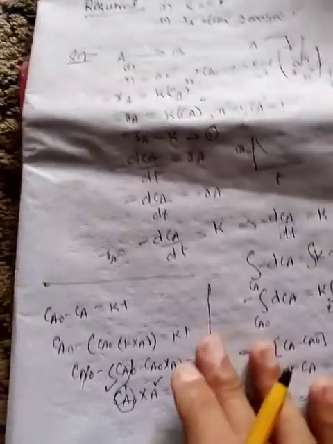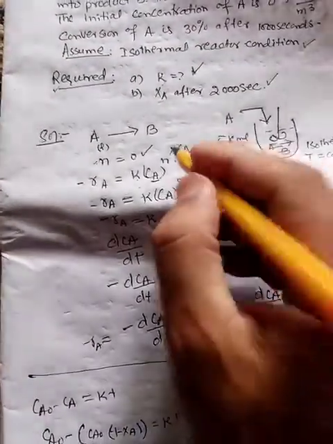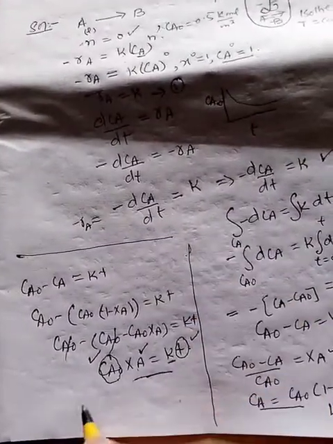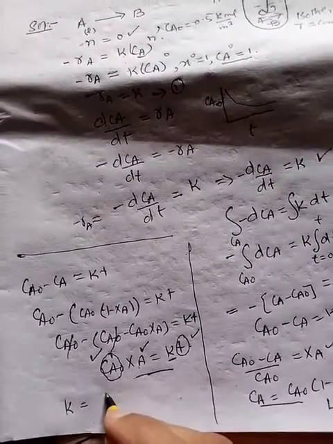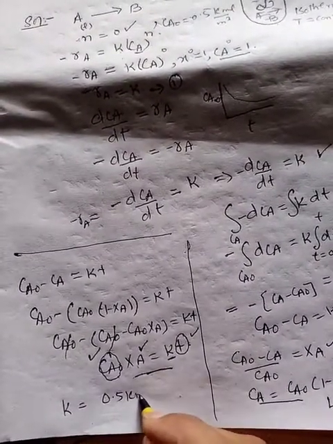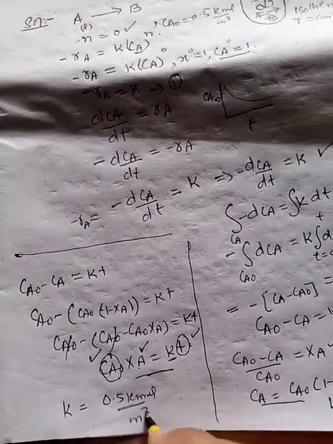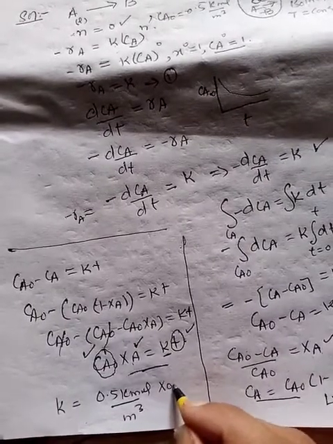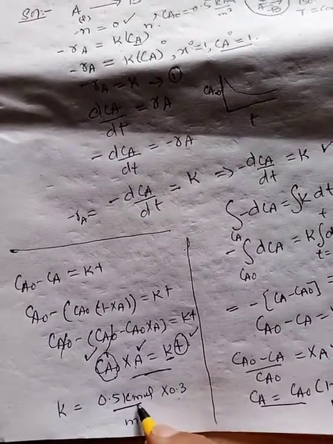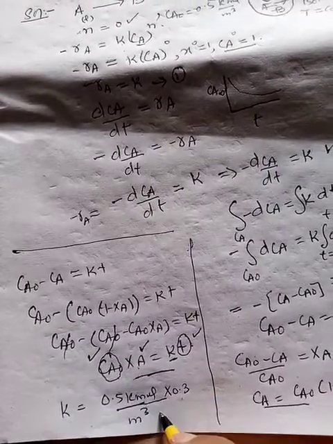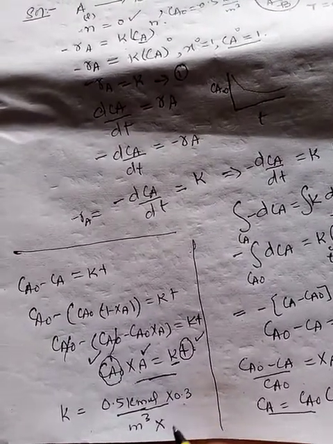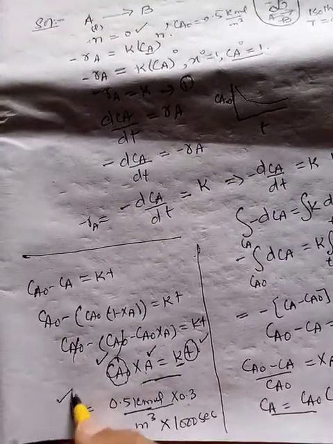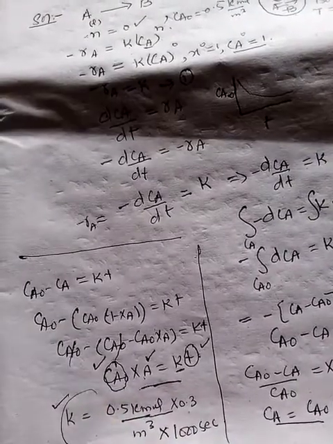So we can determine the rate constant K from this relation. K is equal to Ca0, which is 0.5 kilomole per cubic meter, times the conversion, 0.3, divided by the time, which is 1000 seconds. So K is determined from this. After simplification we will get the K value.